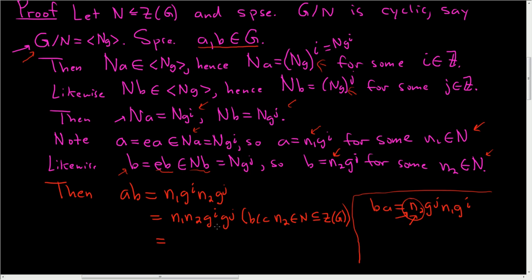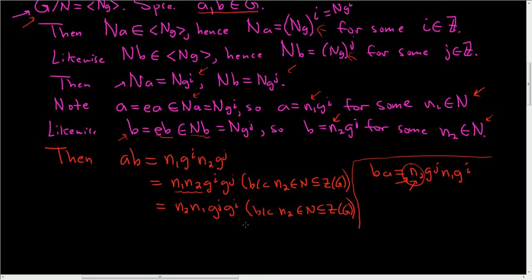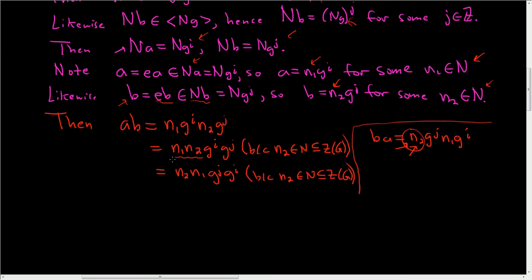And again, one more time, we need to take the N2 and put it on the left over here. So this is actually N2 N1, and powers of G commute. I'll explain why in a minute, but this is G to the J, G to the I. So we'll talk about that in a minute. But the fact that these commuted, well, one reason would be, again, because N2 is in capital N, which is contained in the center. So N2 is in the center. It commutes with every element of G. In particular, it commutes with N1. So we can say that N1 N2 is equal to N2 N1.